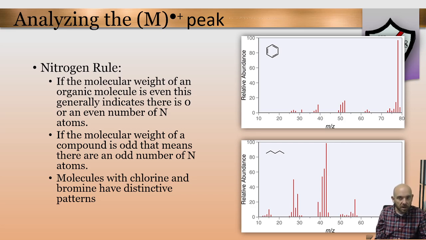Whereas if it's an odd number, or if it's an odd molecular weight, the only way we get there in kind of a simple molecule is by the presence of a nitrogen atom.